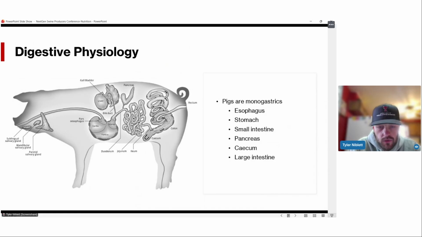Most of your nutrient absorption is going to occur in the jejunum, which comes after the duodenum, but secretions from the pancreas and the liver end up in the duodenum to facilitate some chemical digestion.